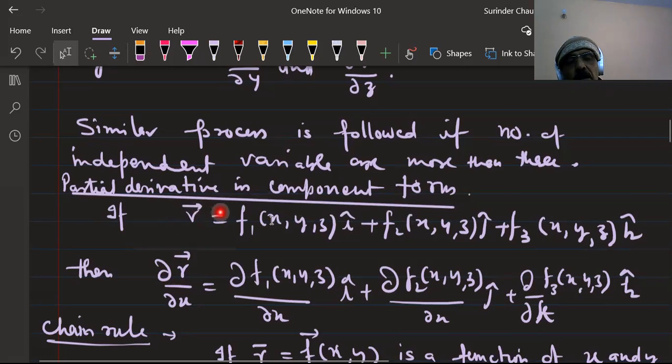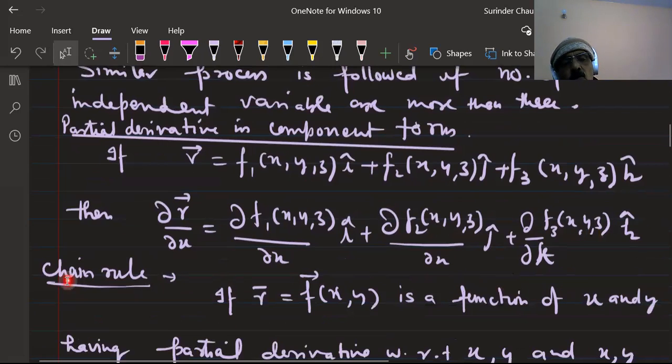So if r is in component form, with x component, y component, z component, the partial derivative of r is equal to the derivative of the first component. If we apply the product rule here, this is a constant, and the derivative of a constant is 0. So the derivative of x with respect to x is 1, and this is independent of x, so this will be 0. Similarly, we will get the partial of the x component times i, the partial of the y component times j, and the partial of the z component times k.